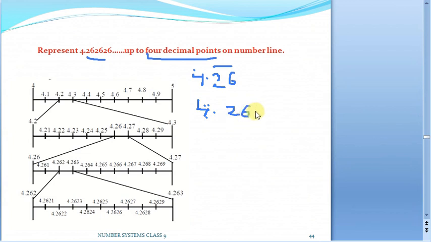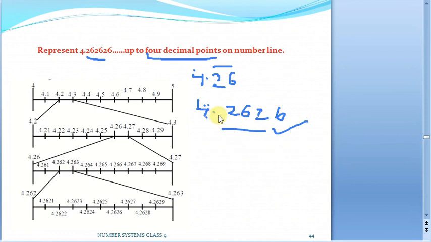So it will be 4.26 and 26. Now just count the digits after the decimal point. So our decimal point is here, and 1 2 3 4. So this is exactly what we have to locate on the number line. So we will take it as our number and proceed for the actual representation of the number. So it is 4 point something. So actually it will lie between 4 and 5. So take 4 at one end and 5 at the other end.